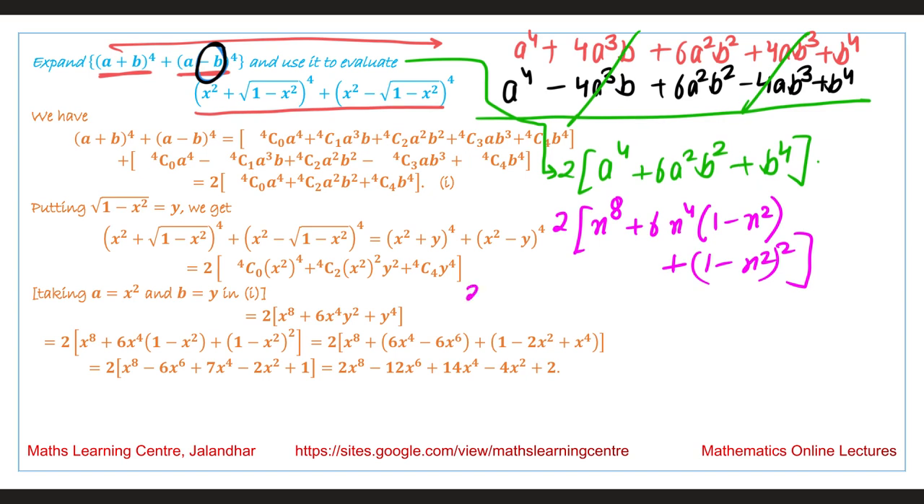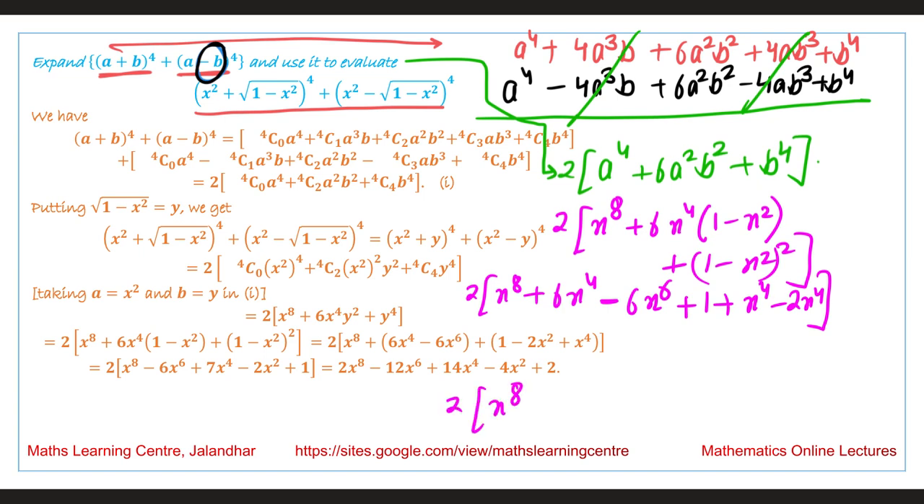So we will get 2 times x raised to the power 8 plus 6x raised to the power 4 minus 6x raised to the power 6 plus 1 plus x raised to the power 4 minus 2x raised to the power 4. So if we write the final answer, it is 2 times x raised to the power 8 minus 6x raised to the power 6.